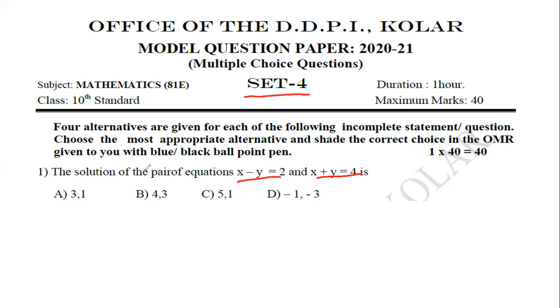So I will go for option A. Option A is 3, 1. Substitute your x value 3 minus 1. 3 minus 1 is 2. Yes, you are getting the answer. Here 3 plus 1, 3 plus 1 is 4. Yes, you are getting the answer. So which option is right? Option A is correct. Next, second sum.